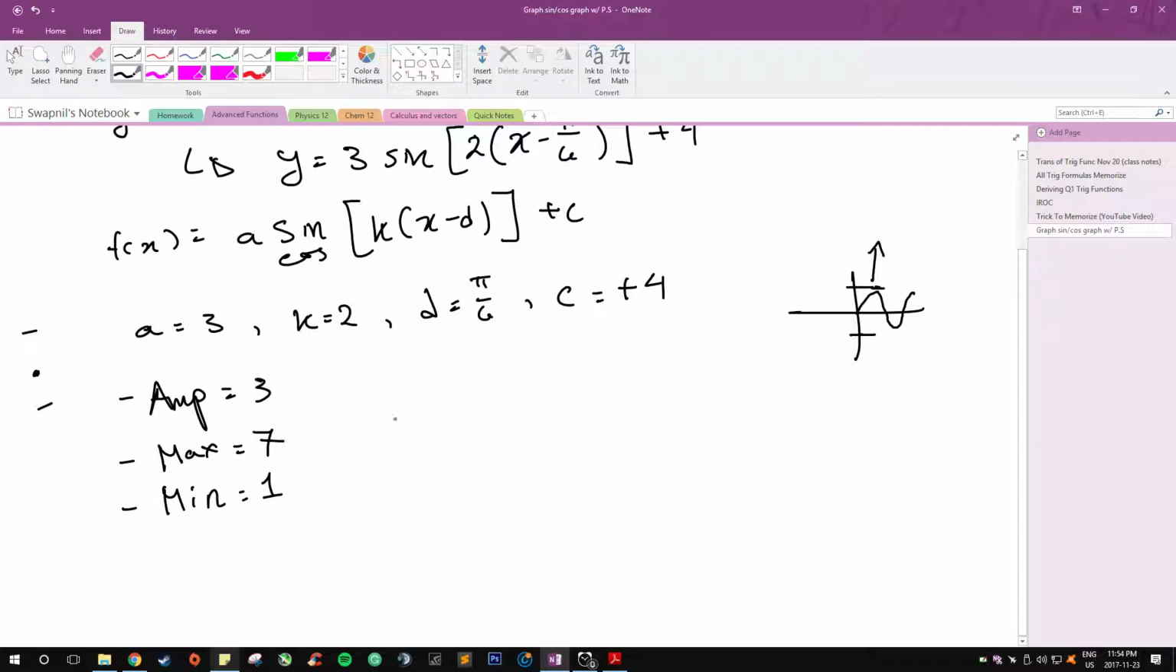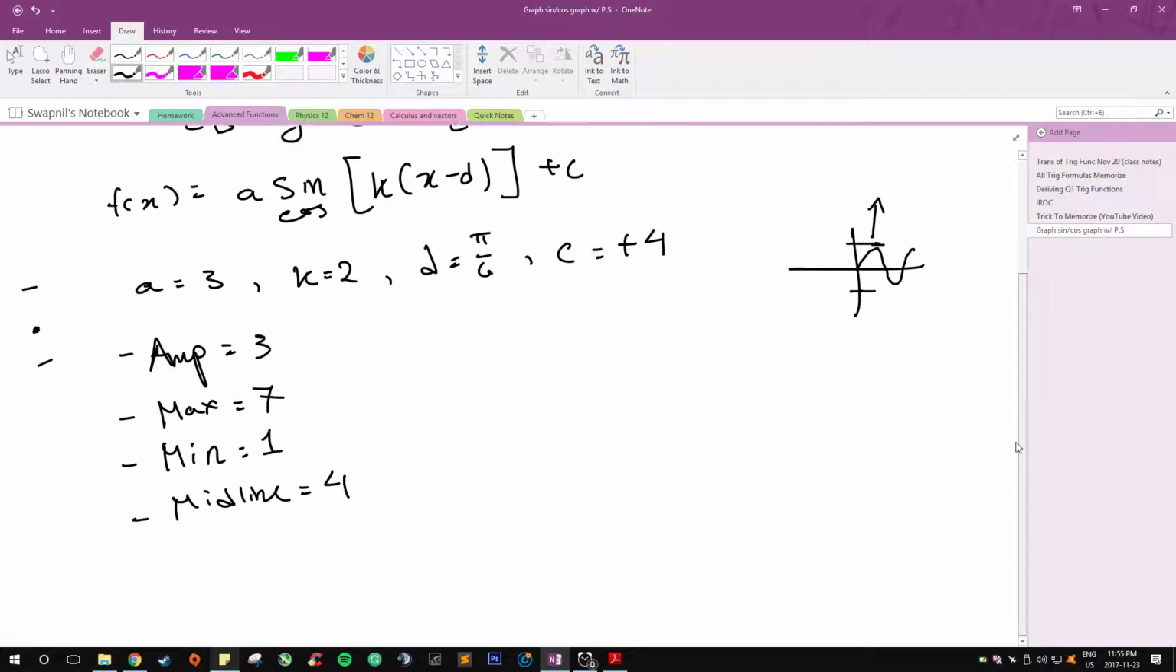What else can we find? The midline. Midline is halfway between that, or it's 4. It's just the value of C. But you can do it as 7 plus 1 divided by 2. Take the average, which is 8 divided by 2, which is 4.